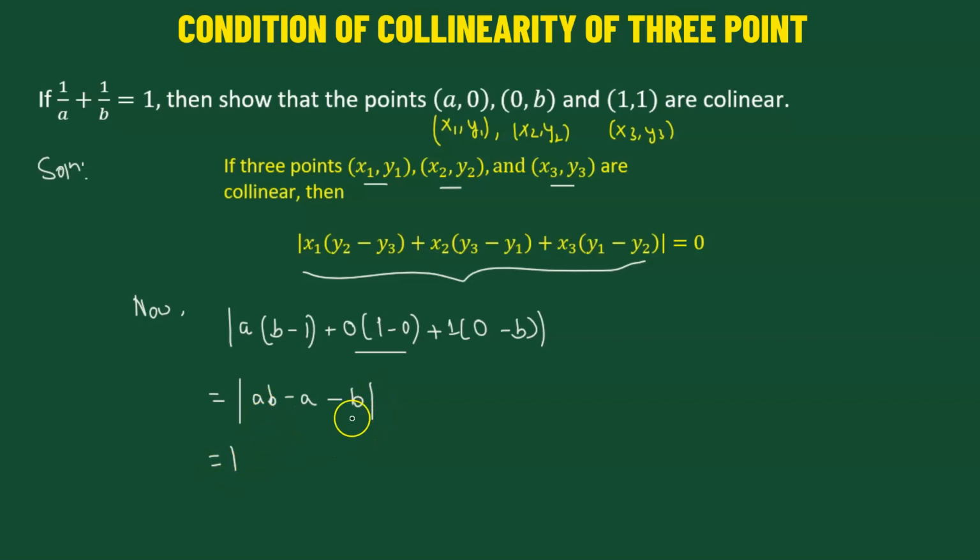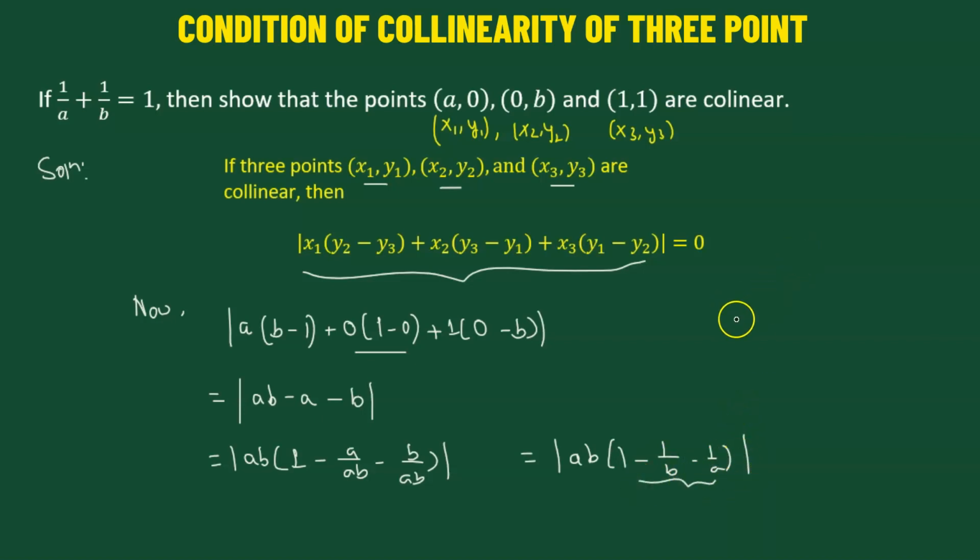Now what we'll do? From the 3 terms, we're going to take ab as the common factor. So ab will now be multiplied by 1 minus a over ab minus b over ab. Fine. So that's simply equal to the absolute value of ab multiplied by 1 minus 1 over b minus 1 over a.